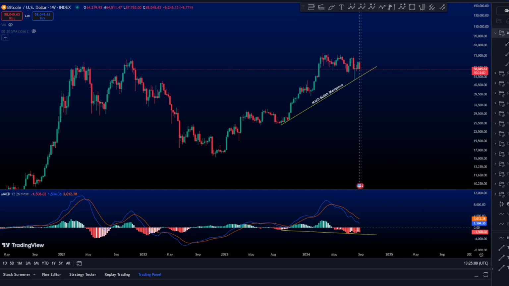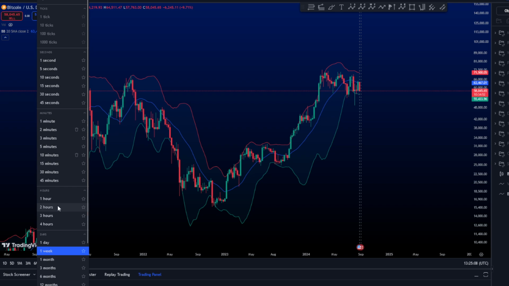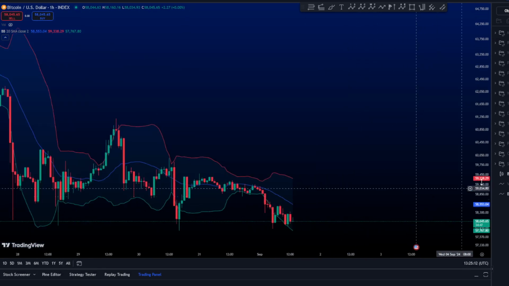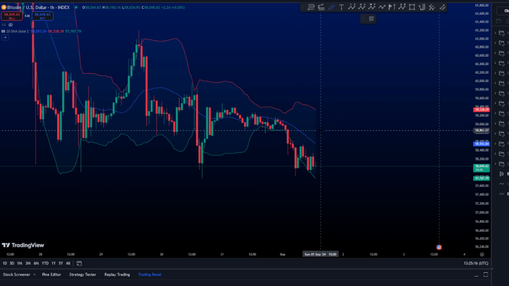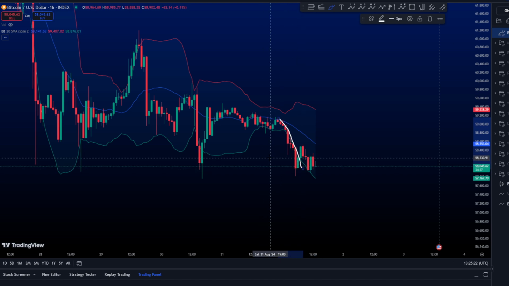Other than the MACD, let's move to the Bollinger Bands, right? If we go to the Bollinger Bands, starting on the 1-hour chart, you can see the Bollinger Bands are a little bit open now, because we are looking at a trend towards the downside that has been done.